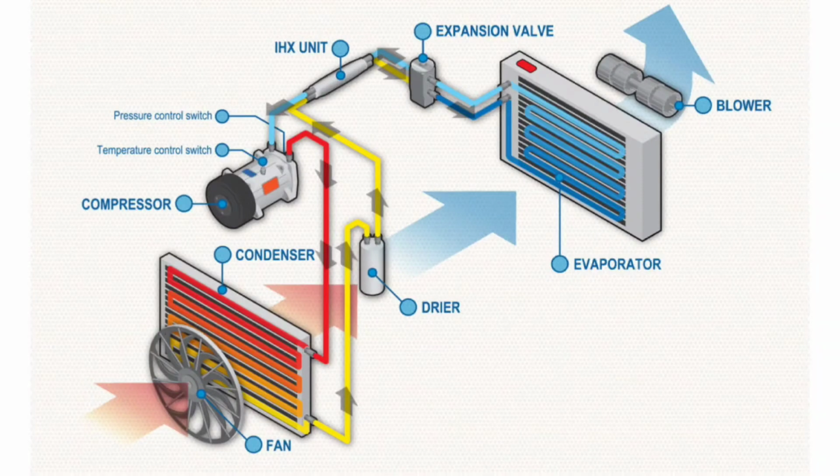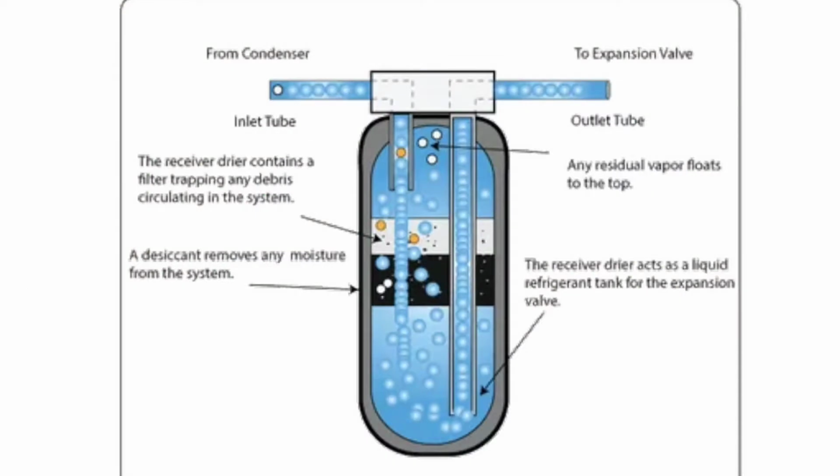In a receiver dryer expansion valve system, it is located between the condenser outlet and the expansion valve inlet on the high pressure side of the AC system. A receiver dryer is used on AC systems that have a thermal expansion valve. It is responsible for separating gas from liquid refrigerant.